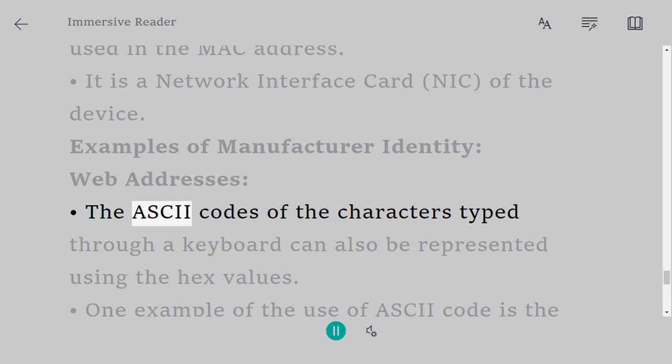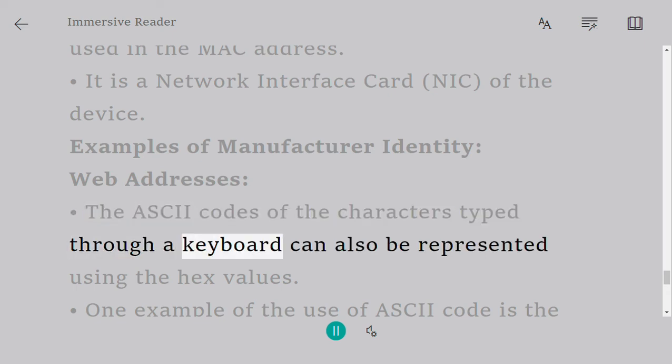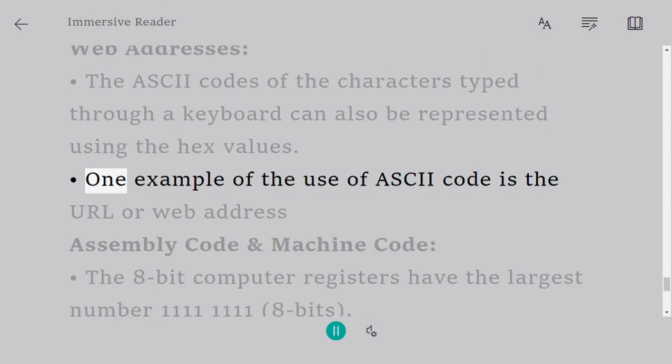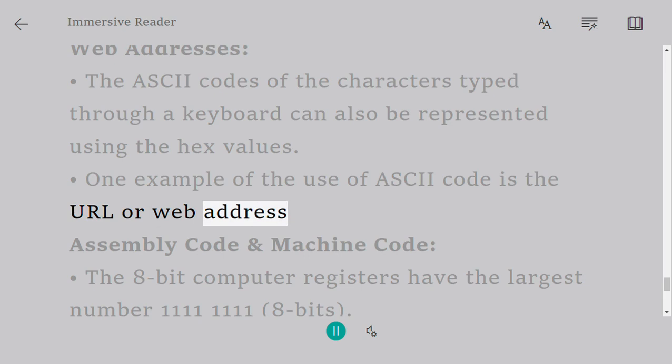Web addresses. The ASCII codes of the characters typed through a keyboard can also be represented using hex values. One example of the use of ASCII code is the URL or web address.